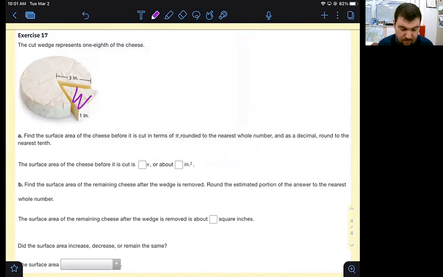So this piece right here represents 1/8 of the entire wheel of cheese. Find the surface area of the cheese before it's cut in terms of pi and round to the nearest whole number. So a whole number times pi. That's kind of confusing. And then it says, as a decimal, round to the nearest tenth. So for part A it wants us to pretend that that chunk of cheese is still in there and find the total surface area. So if that piece of cheese was still in there, then this is just a regular cylinder.